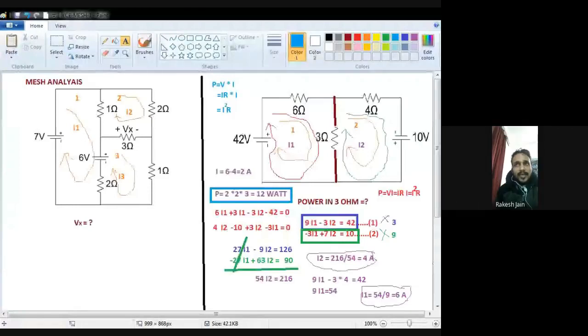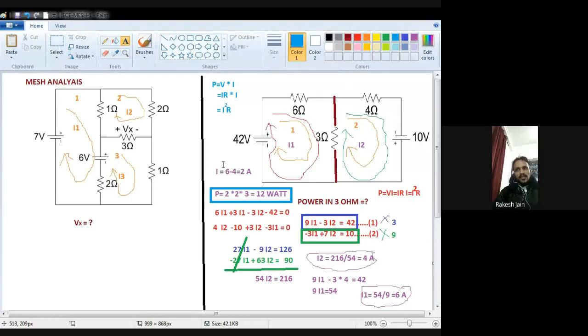Yes, 2 into 2 is done because it is I square, so what is I? I is 2 ampere, so I square means 2 into 2, I into I. That's why 2 into 2. Is it clear, Amit?